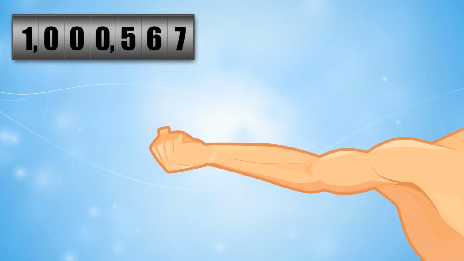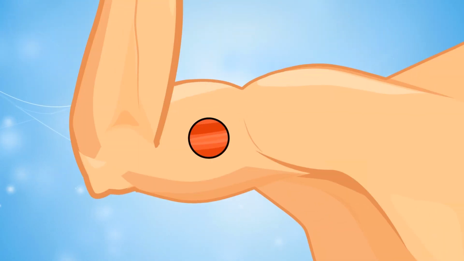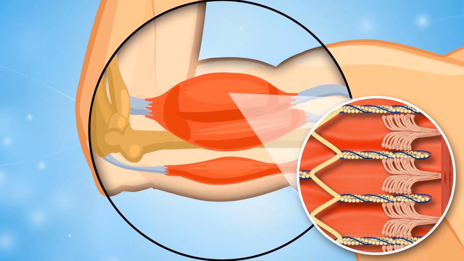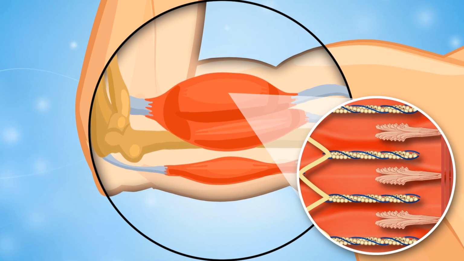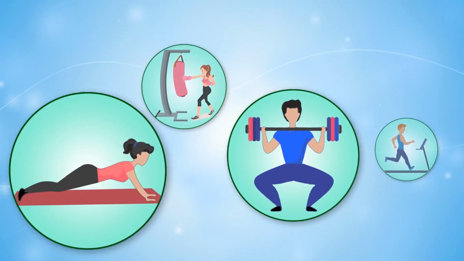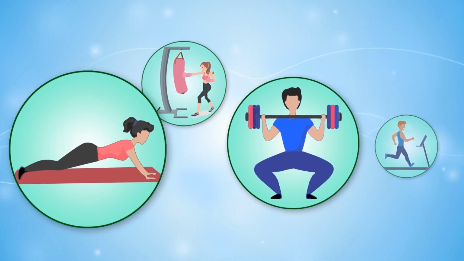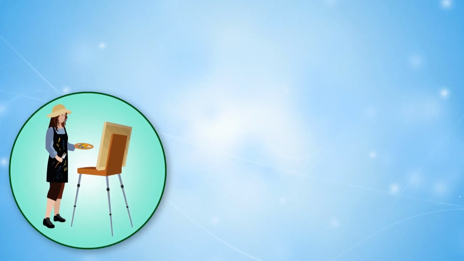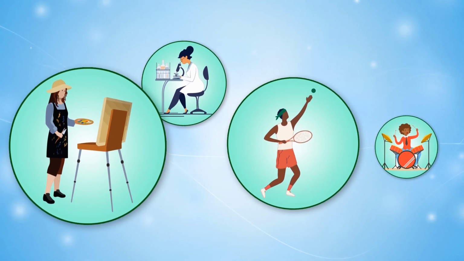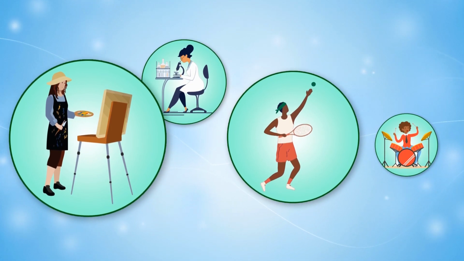The whole process of muscle contraction may seem long, but muscle contractions occur at incredible speeds. One contraction can be a few milliseconds long, which is as fast as a camera flash or the blink of an eye. Every time muscles are used, they get stronger and can contract for longer periods of time. So whether someone is an artist, a scientist, an athlete, or a musician, muscle contractions help the body move and get stronger every day.